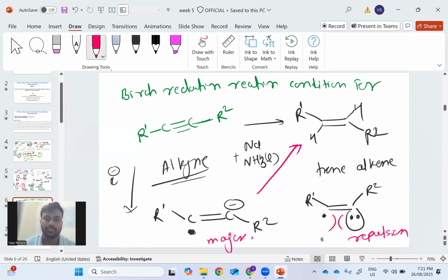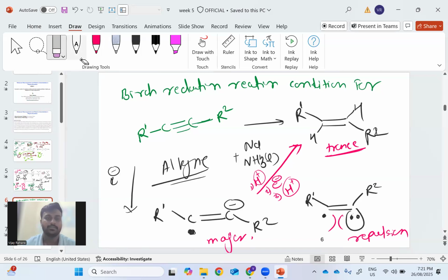So there will be two intermediate steps. The first step is the proton, the second step is the electron transfer, and the third step will be again the proton from the ethanol. This proton abstraction and this electron transfer are the in-between steps. So we get the trans alkene as a major product, right?